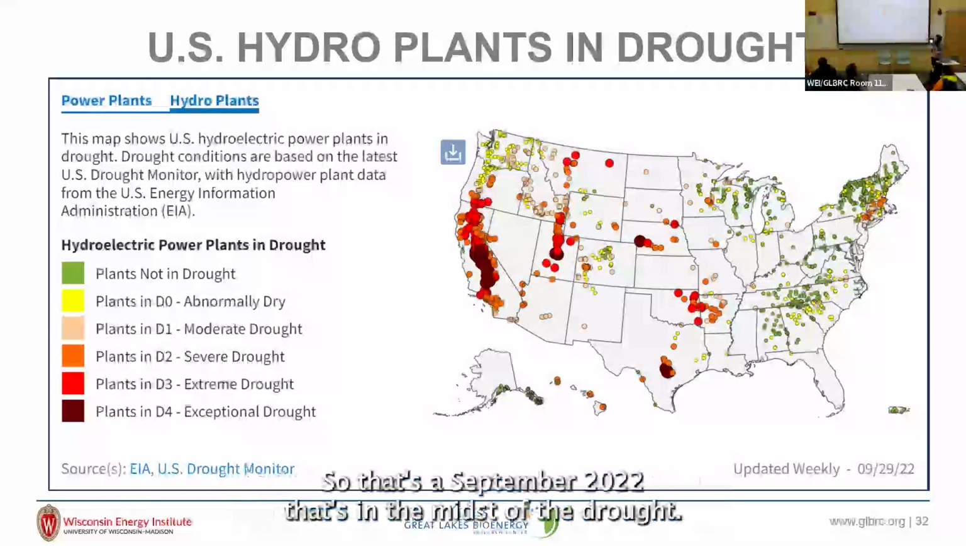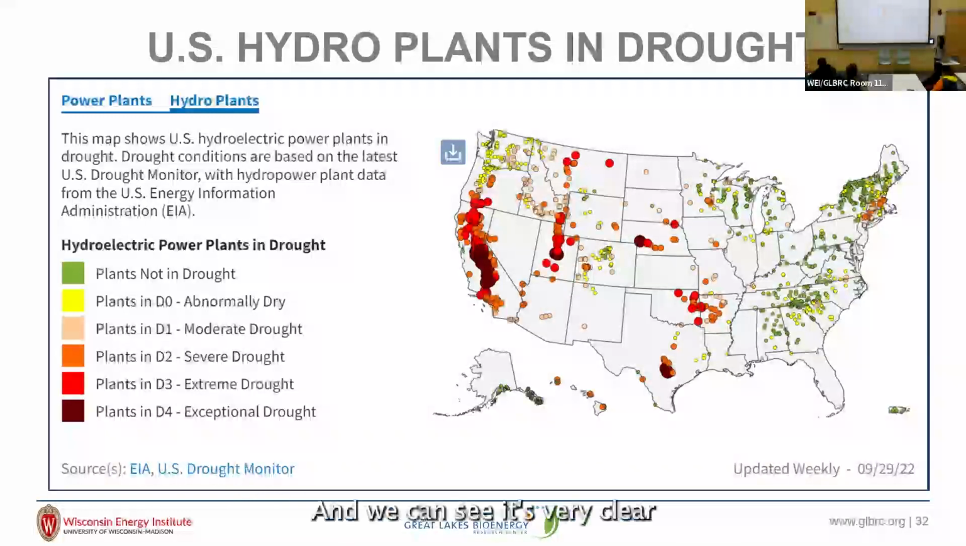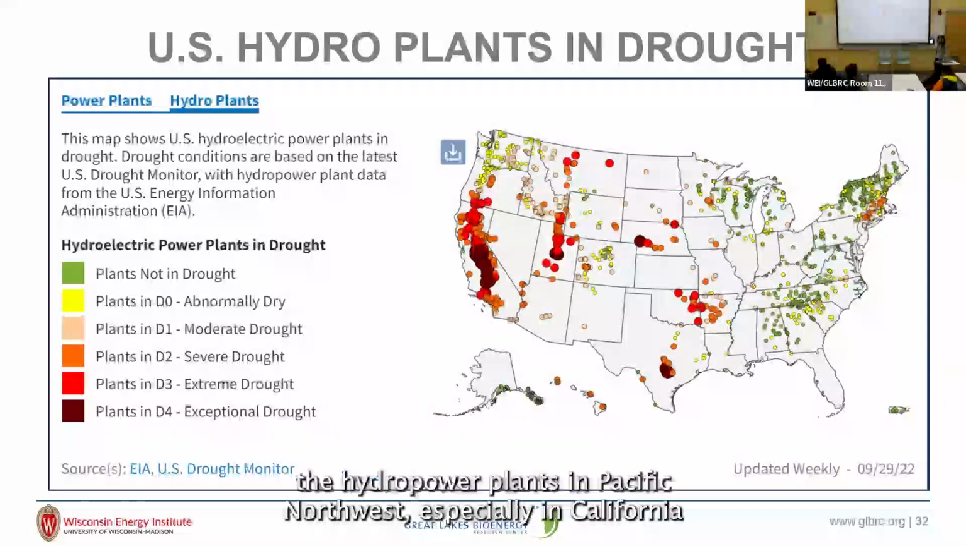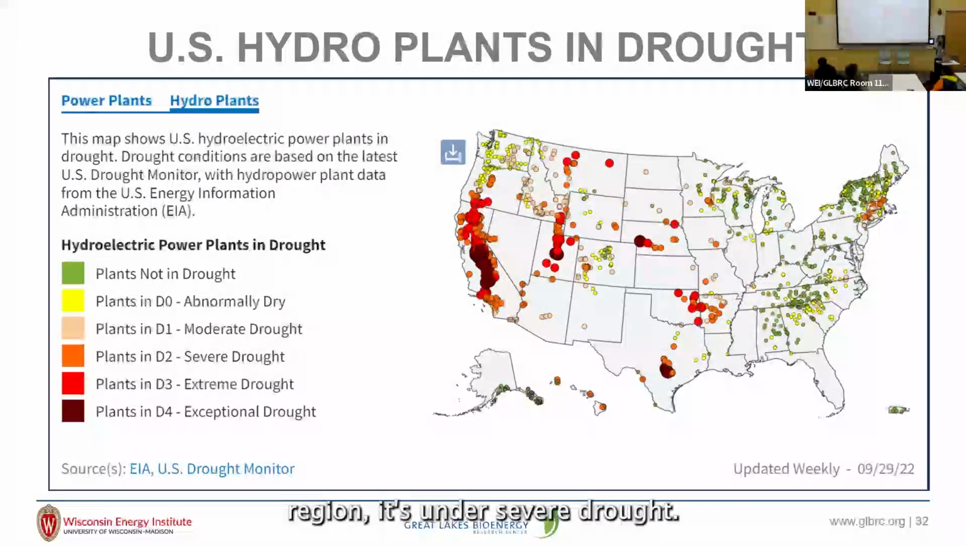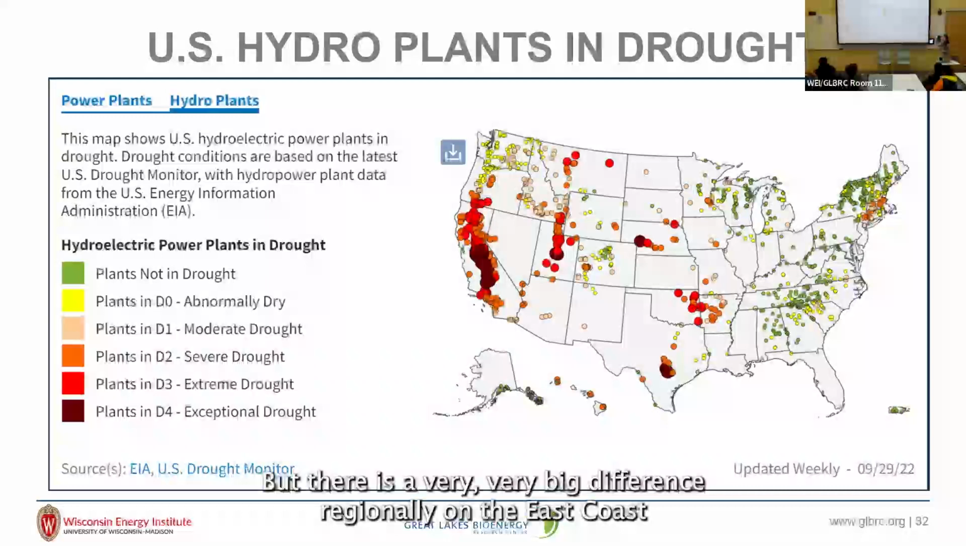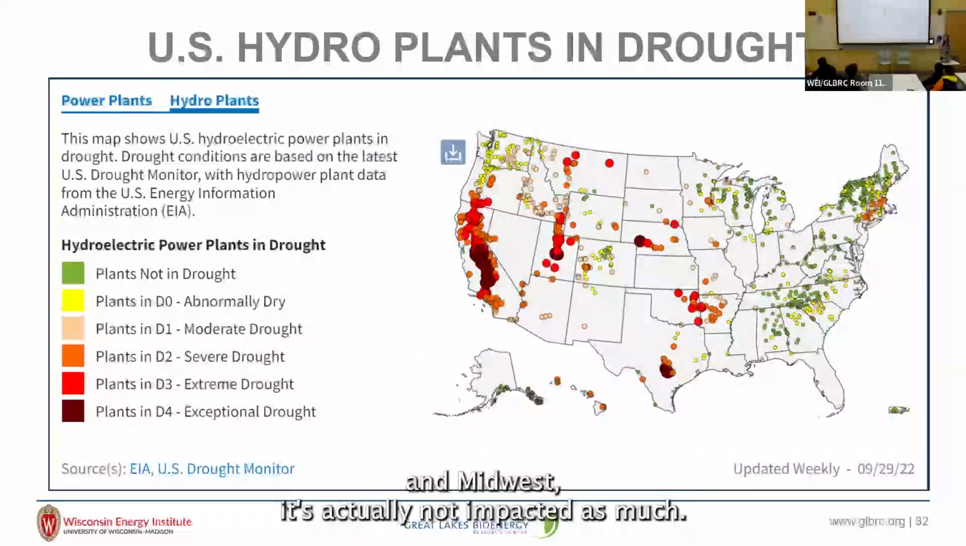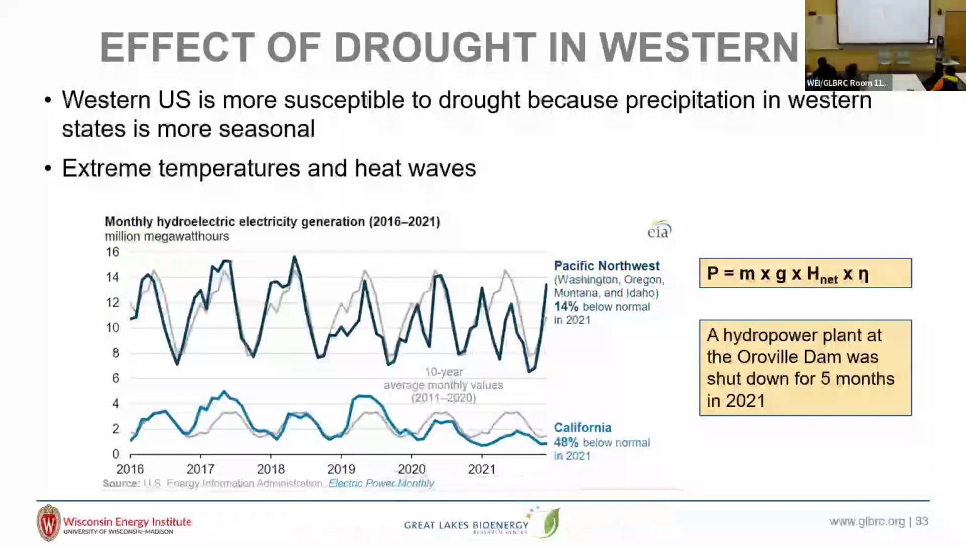So that's September 2022. That's in the midst of the drought. And we can see it's very clear the hydropower plants in the Pacific Northwest, especially in the California region, are under severe drought. But there's a very, very big difference regionally. On the East Coast and Midwest, it's actually not impacted as much. So that presents some unique challenges as well.